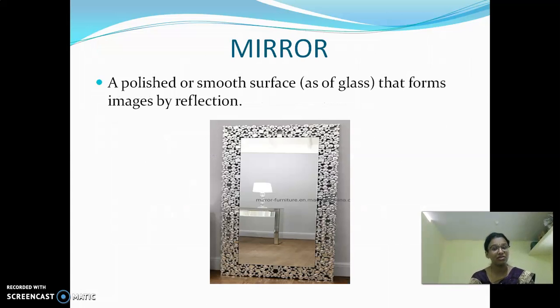Next topic. What is today's topic? I said we are going to discuss spherical mirror. Before going into the spherical mirror, you need to know what is meant by mirror. A polished or smooth surface that forms images by reflection is called a mirror. So by reflection it forms an image. Are we able to get an image on some irregular surface? No. We get the image only on a smooth surface. We will be getting something, but it does not follow the laws of reflection.